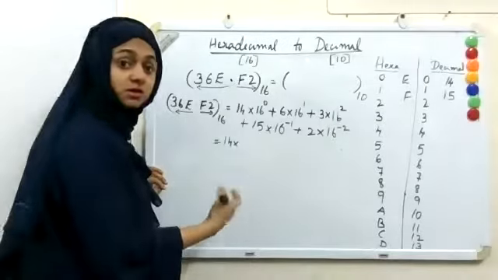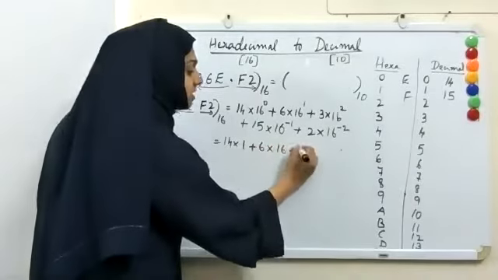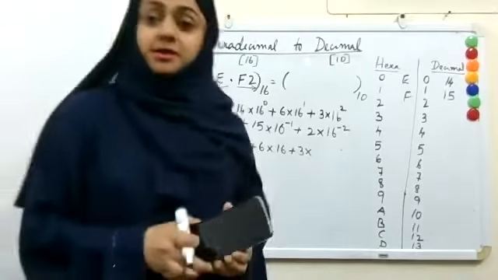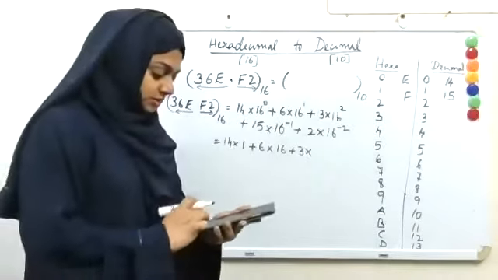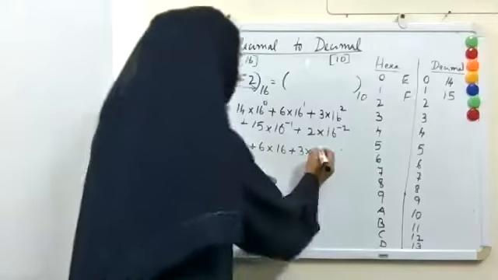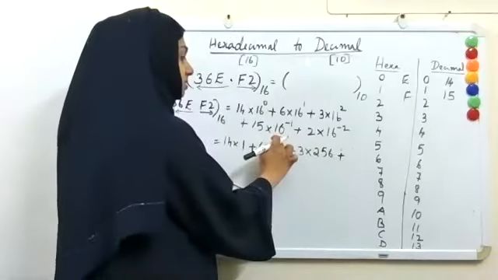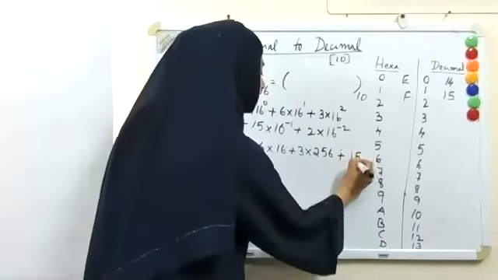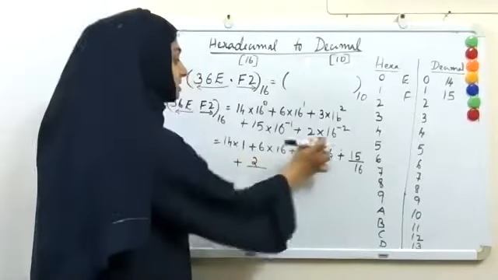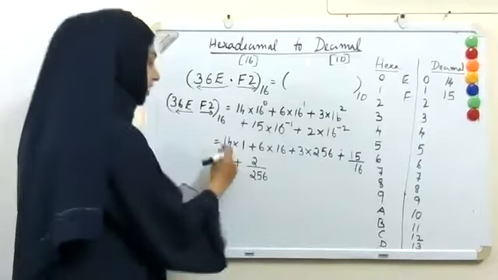16 raised to 0 is 1. Plus 6 into 16, plus 3 into 16 squared. You can use your calculator here. 16 squared is equal to 256. Plus 15 into 16 raised to minus 1, which means 15 divided by 16, plus 2 divided by 16 squared. We found here 256. So you have to find each of these.